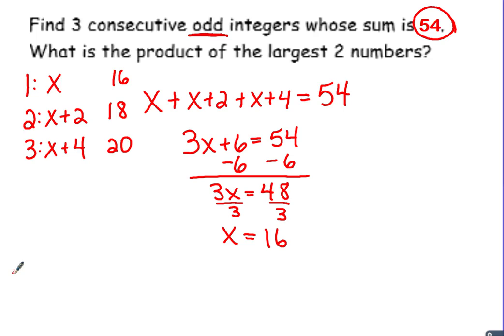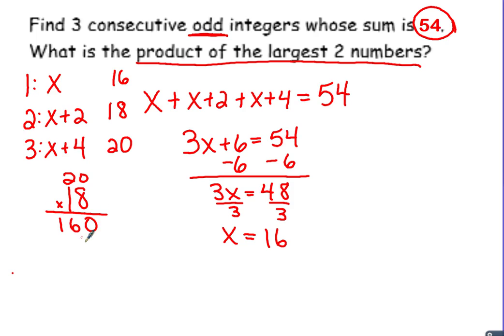And I have to find the product of the largest 2 numbers. That would be 18 times 20. That will give me 360.